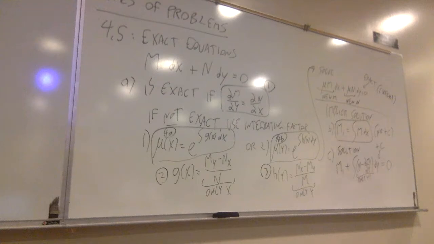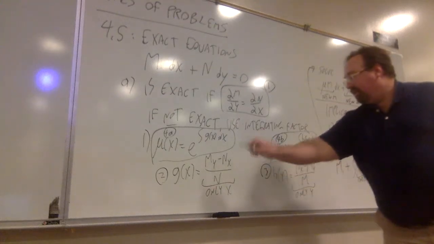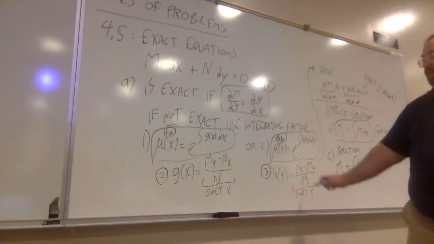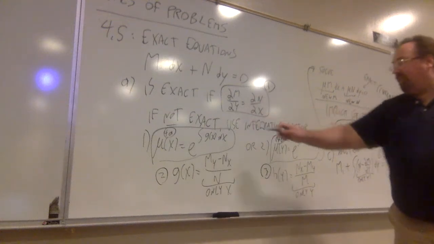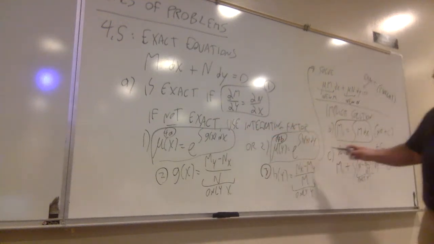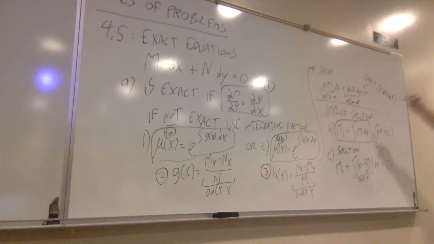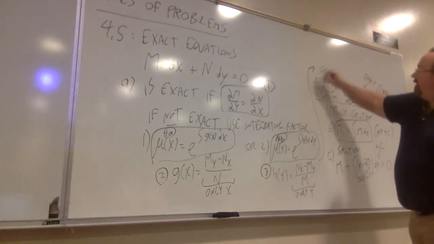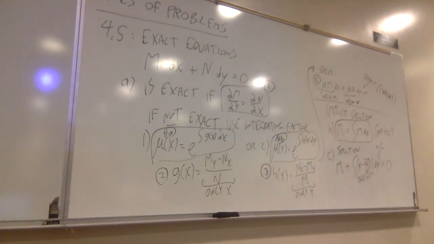So if it's not exact, examine these, pick the one that works, then take e to the integral of it, x in this case, y in this case, multiply. So that's your fifth step. And then proceed as if it is exact.